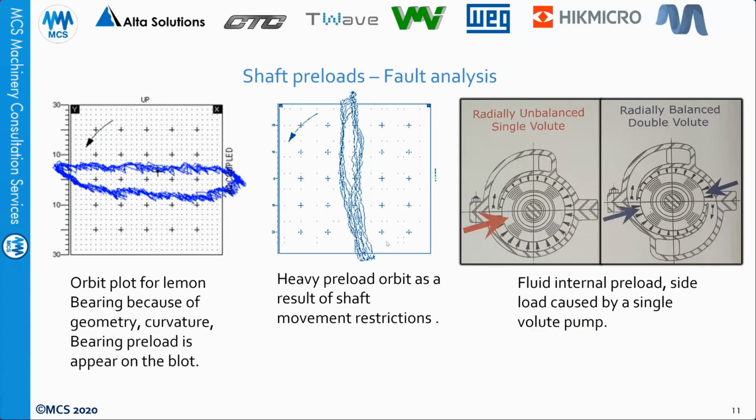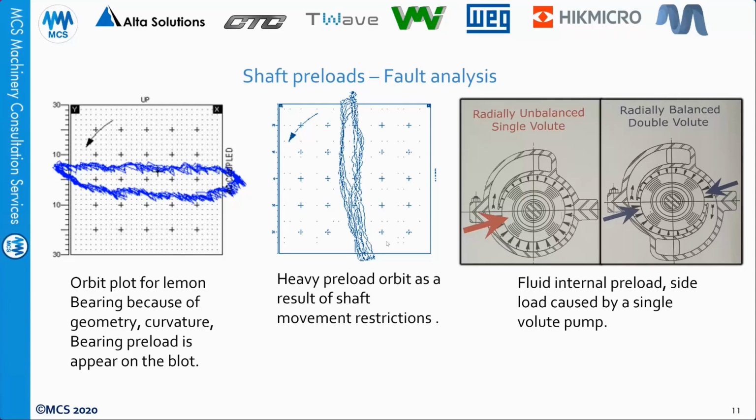As you can see here, these are different orbit shapes. The one on the left side is an orbit plot from a lemon bearing. And guess what? This orbit plot is normal. When I say it's normal, I don't mean it's completely normal to see it like this, but this orbit plot has existed on this machine for more than 12 years with no problem at all. This orbit plot is from a double-shaft motor. This motor is driving two gearboxes, and the gearboxes are driving two compressors. It's an LNG plant. You have a heavy shaft, and you have lemon bearings.